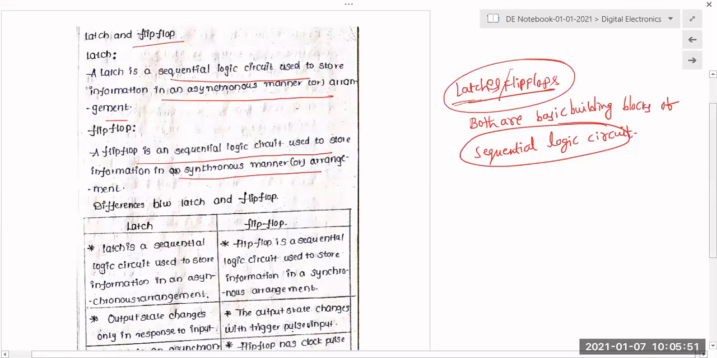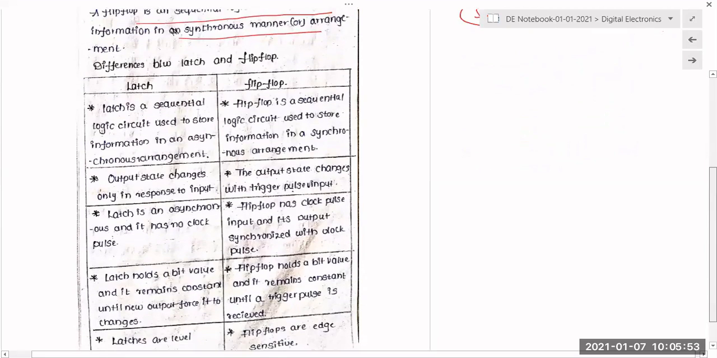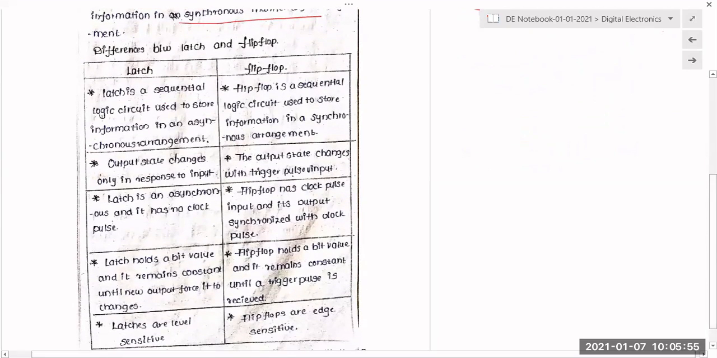This is also something you can expect for a 3 marks or 5 marks question. A latch is a sequential logic circuit used to store information in an asynchronous arrangement or manner. Asynchronous means there is no clock. So whenever there is a latch, there is no clock pulse. A flip-flop is a sequential logic circuit used to store information in a synchronous arrangement. Synchronous means there is a clock.